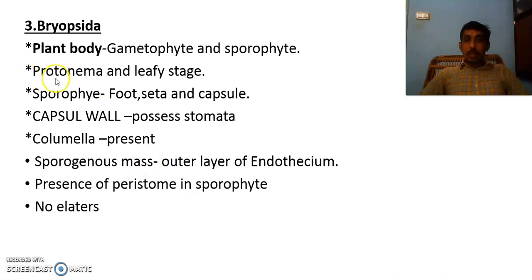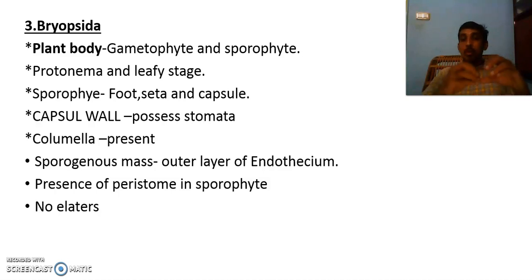When we move into the Bryopsida, that Bryopsida is also called mosses. So it is somewhat different from the first two classes. In Bryopsida, the plant body possesses gametophyte and sporophyte like that of the previous two. But here, this gametophyte shows two stages. One stage is called the protonema stage and the second stage is called the leafy stage.